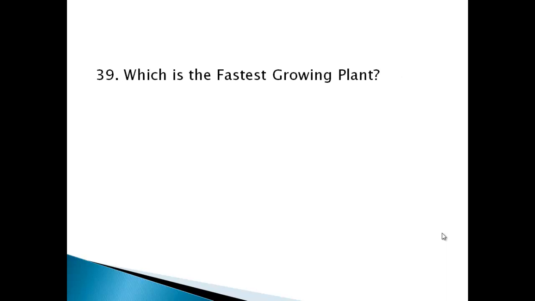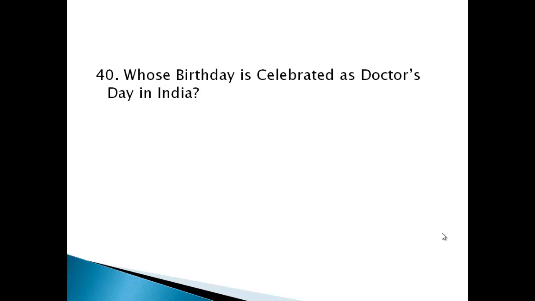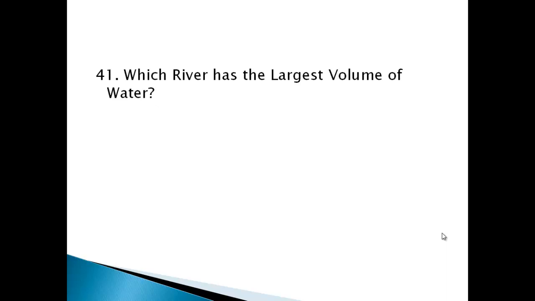Which is the fastest growing plant? Bamboo tree. Whose birthday is celebrated as Doctor's Day in India? Dr. B.C. Roy. Which river has the largest volume of water? Amazon.